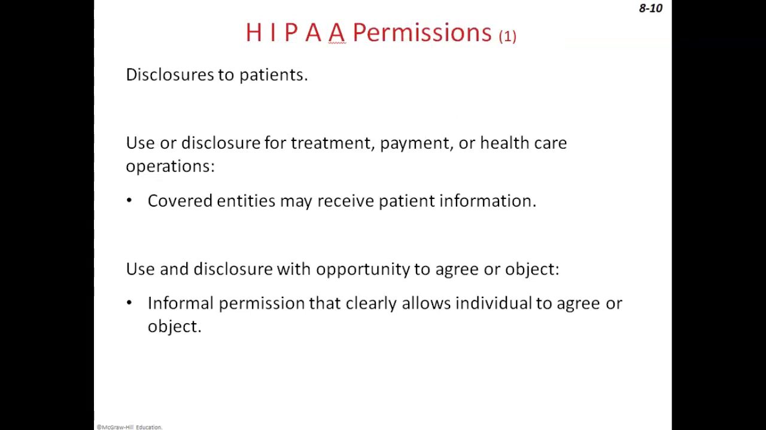Healthcare providers and plans can use and disclose patient information, but to do so legally, they must identify a permission. HIPAA legislation identifies only 6 defined permissions. The first of these is disclosures to patients.